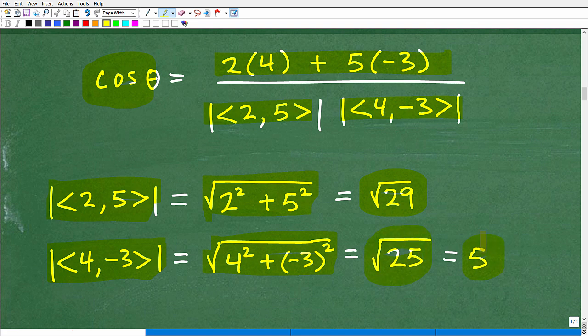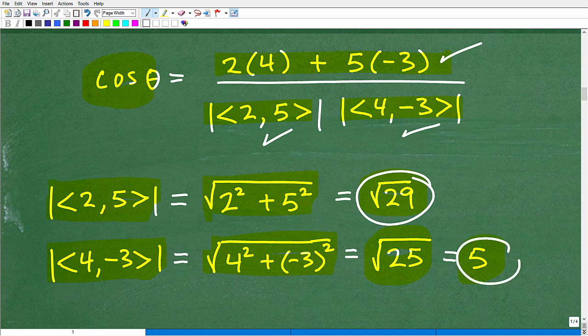Again, we're talking about the absolute value, the positive distance of our vector. Okay, that's the magnitude. That's 5. Okay, so now we have this. That's going to be negative 7. We know what this is. That's going to be the square root of 29. And we have this. That's going to be 5. So we're just going to go ahead and now substitute all these things in and start to simplify this.